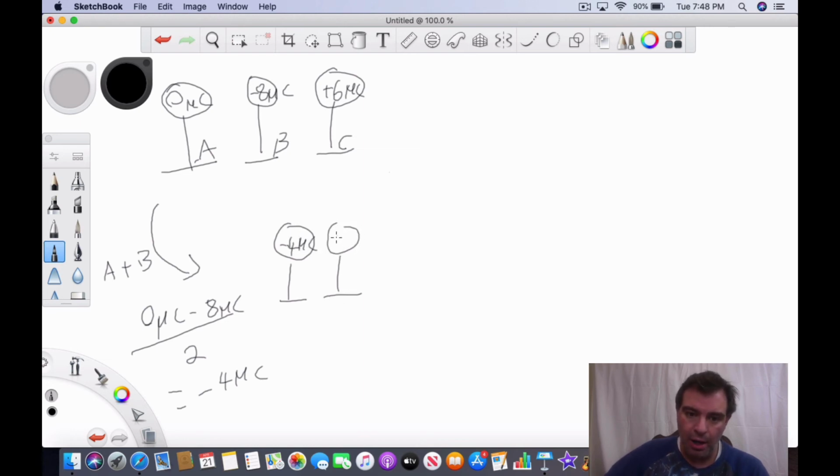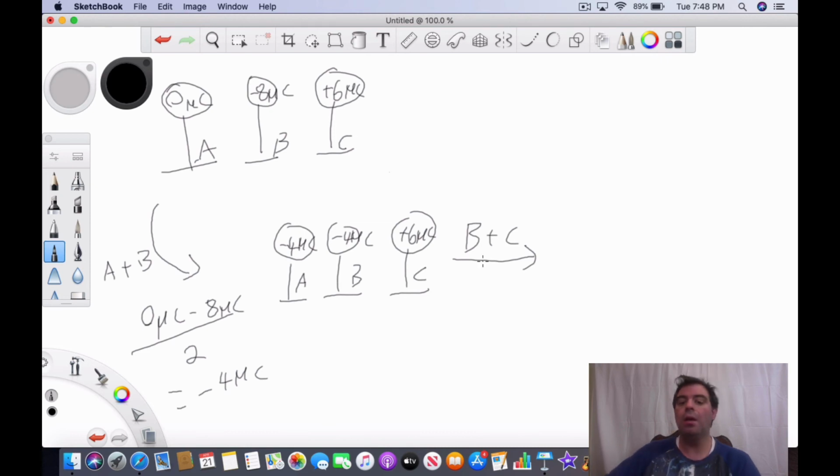So after A and B touch, we will have A be -4 microcoulombs, B -4 microcoulombs, so this is going to be the same. And C, of course, hasn't been touched yet, so it's going to be +6 microcoulombs right here. That's going to be A, B, and C. Now we're going to have B and C come into physical contact. We're not going to use the original amount, but rather the new amount. So we have negative 4 microcoulombs and 6.